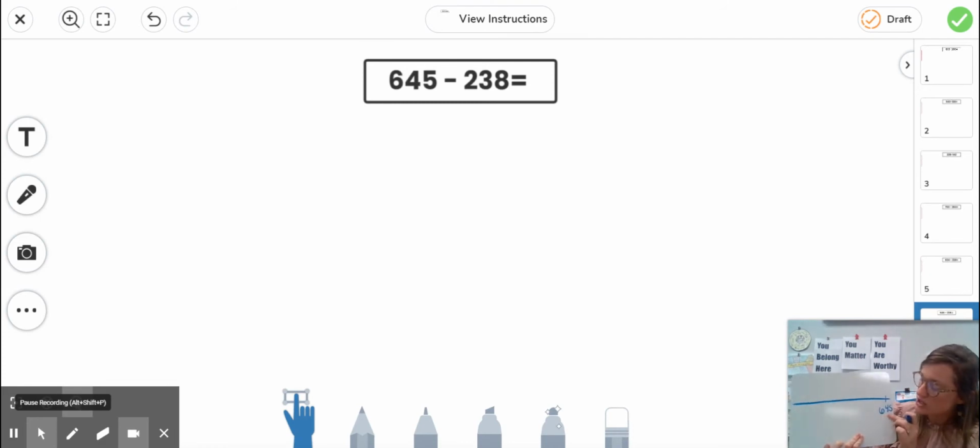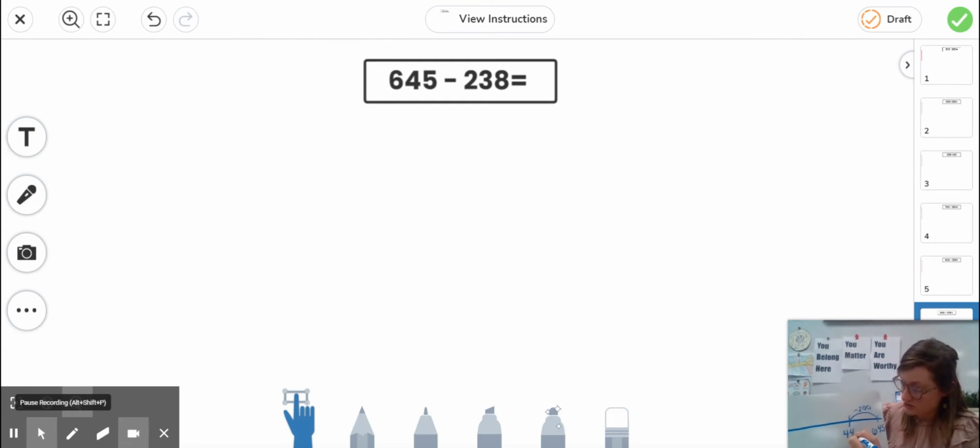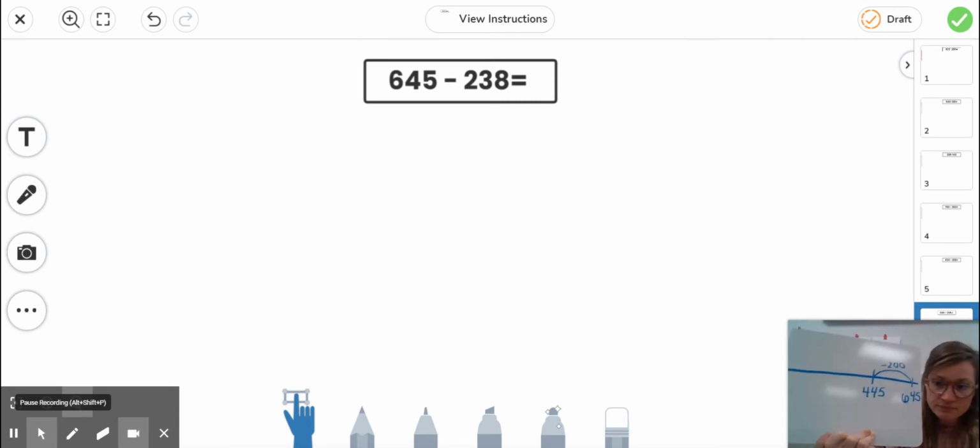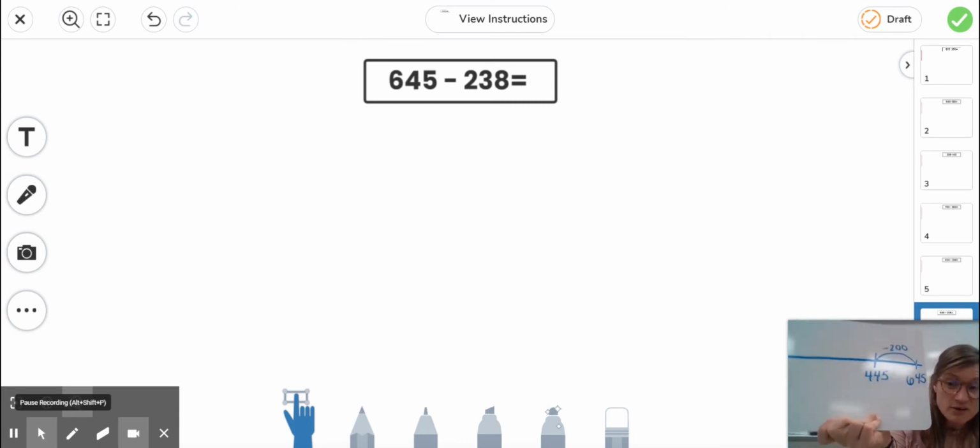So if I'm starting at 645, first I'm going to take away 2 hundreds. So here I have 600s, 500, 400. So if I can do that in my head, I'm going to just model what I just did in my head. I subtracted 200, and then I ended up at 445. I didn't take away any tens or ones. I just took away a total of 200s.